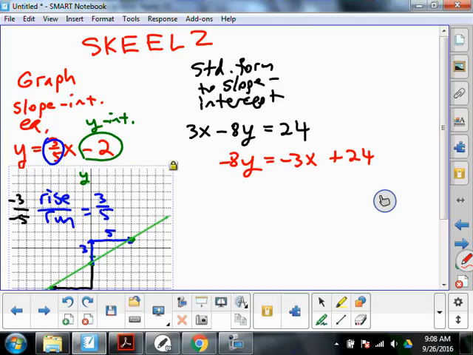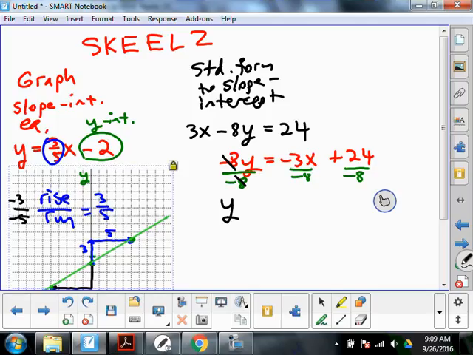Now what should I do? Divide. And when I divide, I've got to be careful. I divide this by negative 8, this by negative 8, this by negative 8. I like to split it up like that just to be clear when I reduce my fractions down if necessary. Then the 8's cancel and I'm left with y on the left. That's what I wanted.